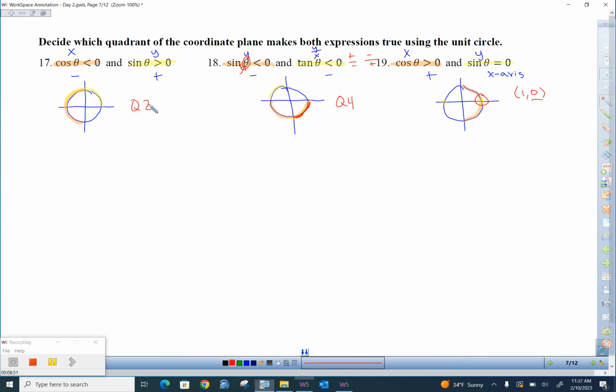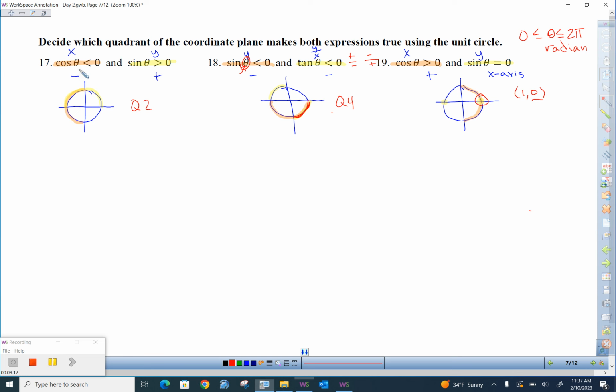So the angle that would land us in quadrant 2, quadrant 4, or at that point. Your instructions on your homework, and from now on, will say, find the angle theta such that 0 is less than or equal to theta is less than or equal to 2 pi, which means we want our answers in radians that satisfies both expressions or both requirements.